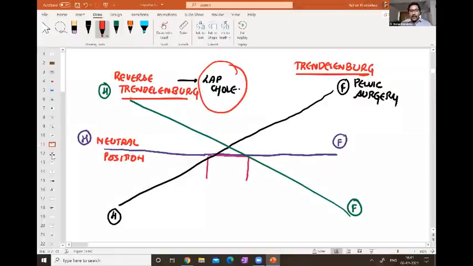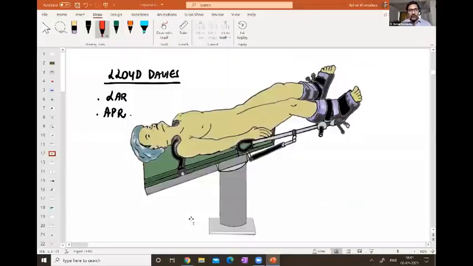This is a combination of lithotomy and Trendelenburg position. This is known as Lloyd-Davies position, and this is mainly used for rectal cancer surgery, where we can do low anterior resection. LAR is low anterior resection, and APR is abdominoperineal resection.